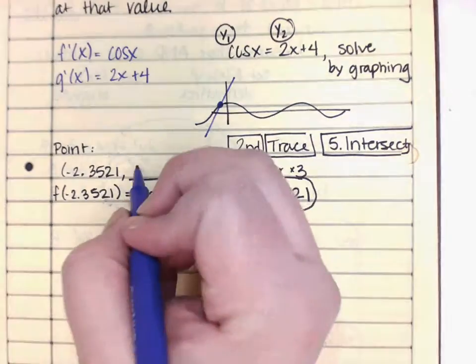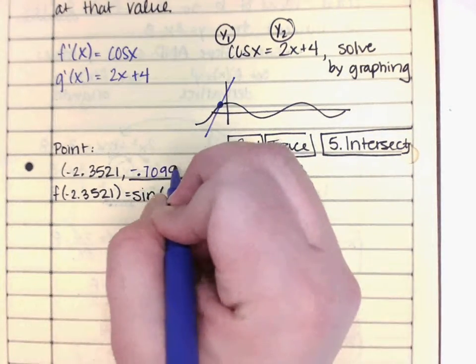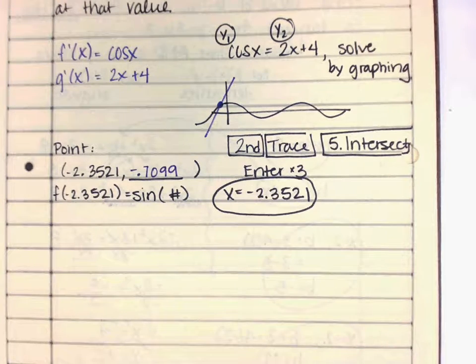So negative 0.7099. Don't round, just cut it off. Four decimals, chop it. Yes? You should be in radian mode in your calculator, yes. Always.